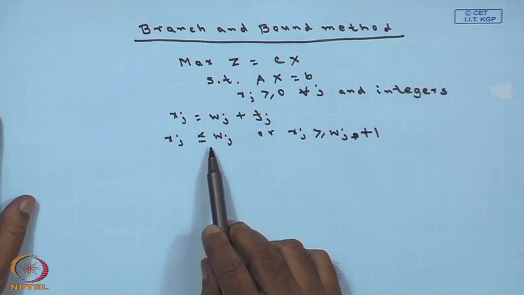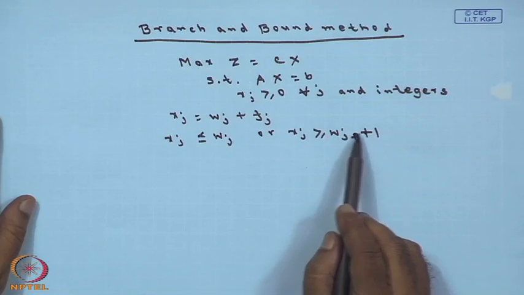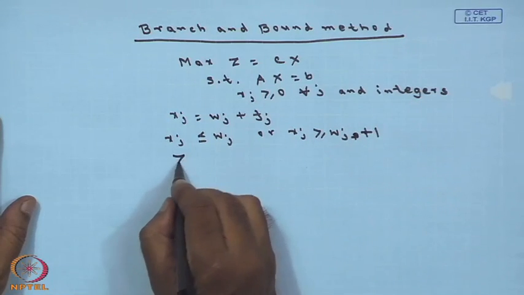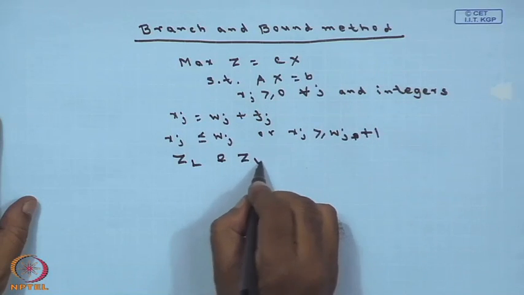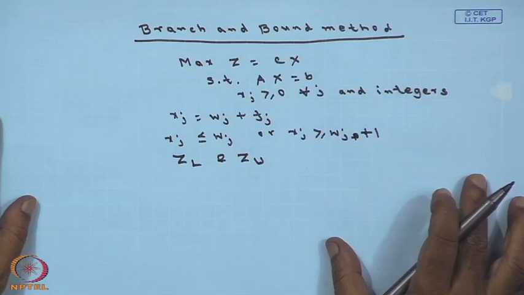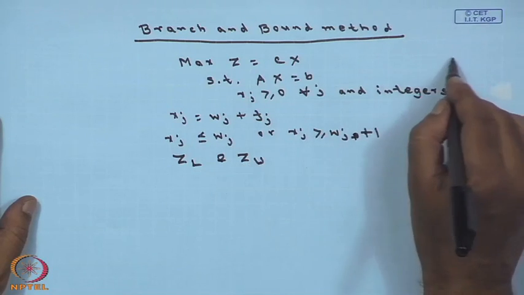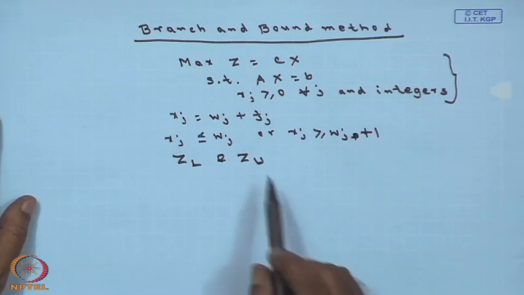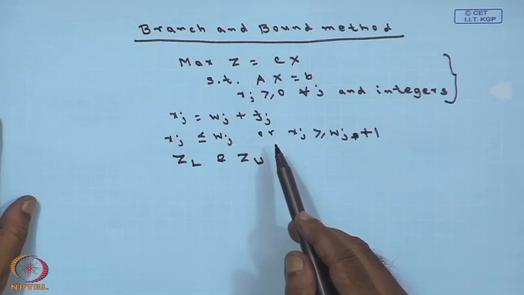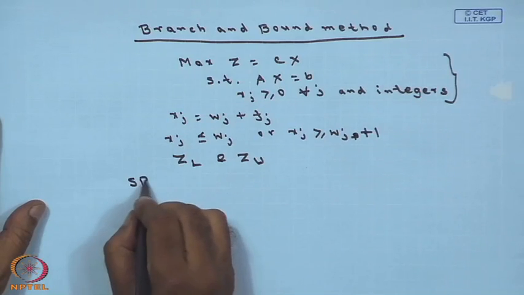Using these values, you can calculate the lower bound and the upper bound for the objective function z, say z l and z u. So, if this was the original problem, whenever I have a fractional part after obtaining the optimal solution, this problem can be divided into two subproblems. I am writing SP 1.